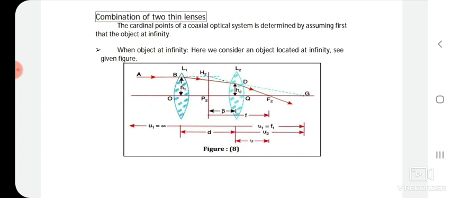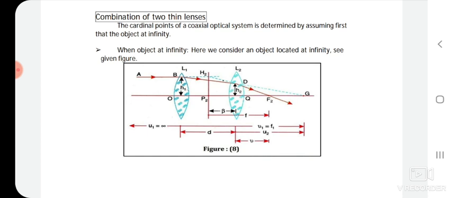In the last lecture, we discussed the construction of an image using cardinal points. Today we are going to extend that topic and discuss the combination of two lens systems, two thin lens systems. How an image will be formed by using this two lens system, that we have to discuss today.